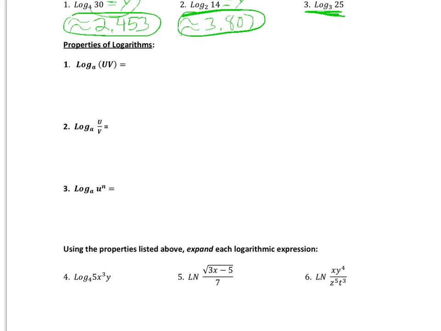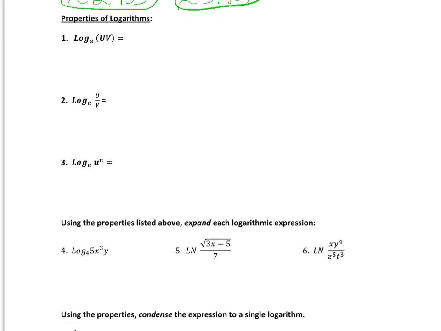All right, so I'm just going to give these to you. I'm going to write these out. And again, you've probably seen these before. You probably saw them last year. Number 1 is called your product property. U and V are going to represent numbers. If you're multiplying them, then you can expand this to say log base A of U plus log base A of V. Now, if you do the opposite, if you divide U and V, when you expand these into 2 logarithms, you subtract them. This is going to equal log base A of U minus log base A of V.